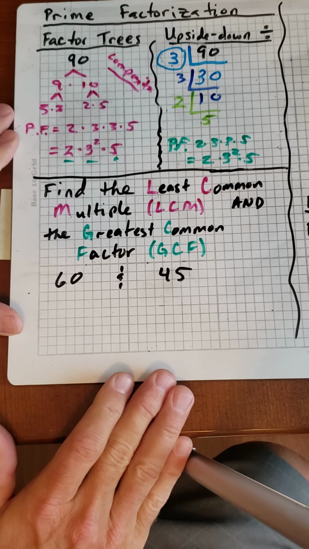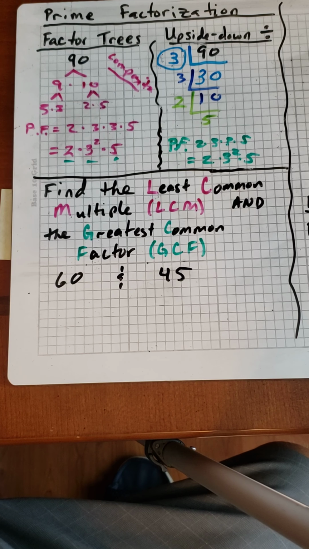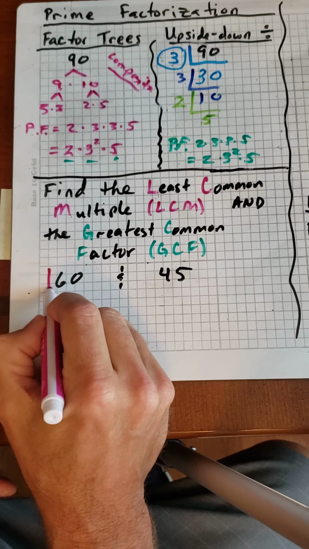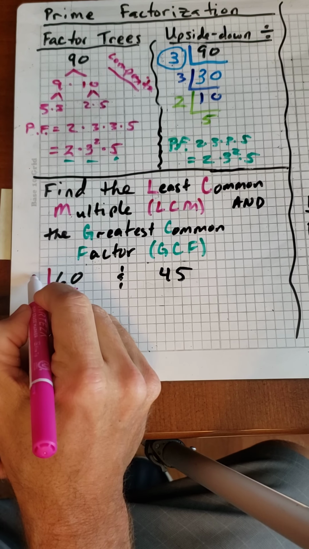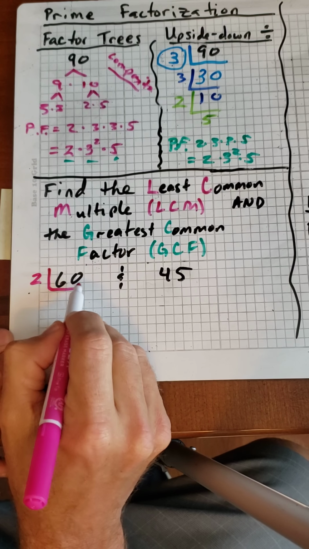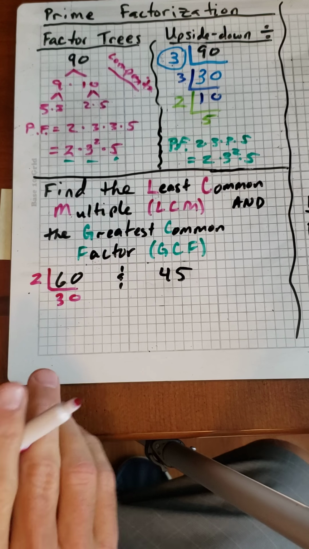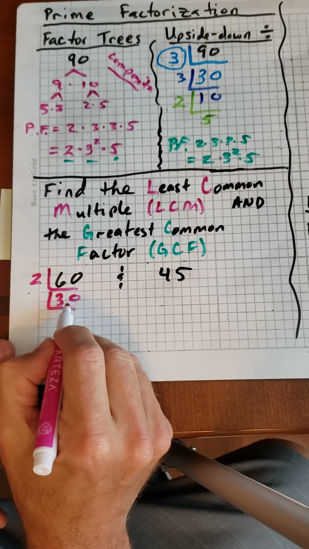Okay, so the first thing I need to do is find my prime factorization. So I'm going to go ahead and do the two different ways there. This time over here, I'm going to do my upside down division. And I say, I don't know my times table is very good, but I know that 2 goes in there because it ends in a 0. So that's going to be 2 times 30. And then I go, okay, I know that ends in a 0 again.